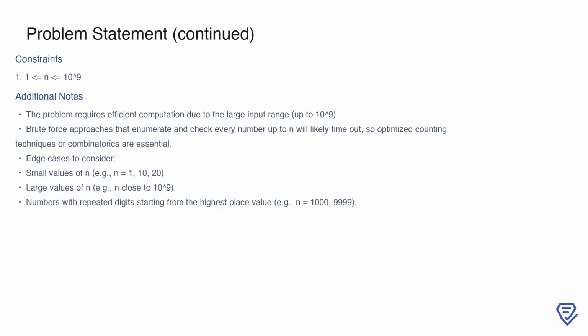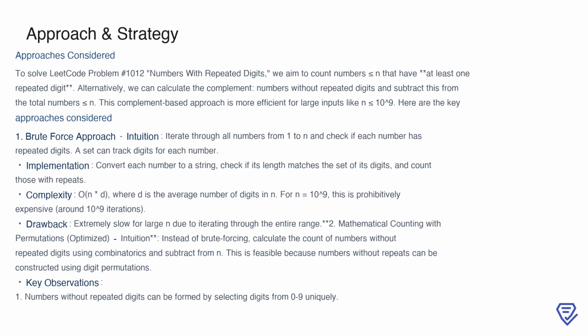To tackle the problem of finding numbers with repeated digits for any given n, we start by framing the problem in a more efficient way. Instead of directly counting numbers with repeated digits, which can be cumbersome, we calculate the complement, the count of numbers without repeated digits, and subtract this from the total numbers less than or equal to n. This shift in perspective simplifies the task significantly, especially for very large values of n, like 10 to the power of 9.